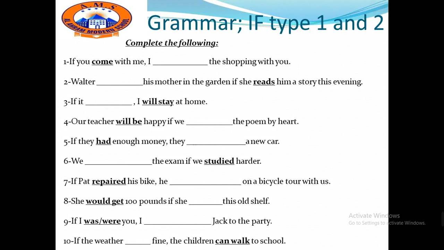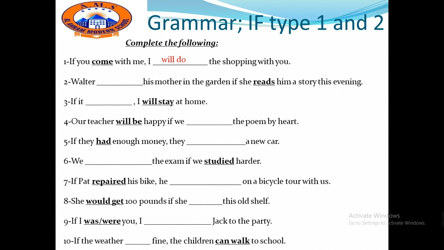Now I want you to complete the following exercise. It's mixed between the first conditional and the second conditional. So think carefully. If you come with me, I space the shopping with you. Here, come. It is in the present simple. So it is a first conditional question. So we will use will. So if you come with me, I will do the shopping with you.